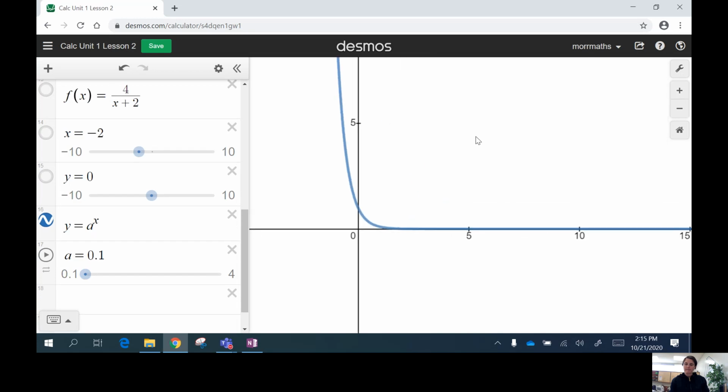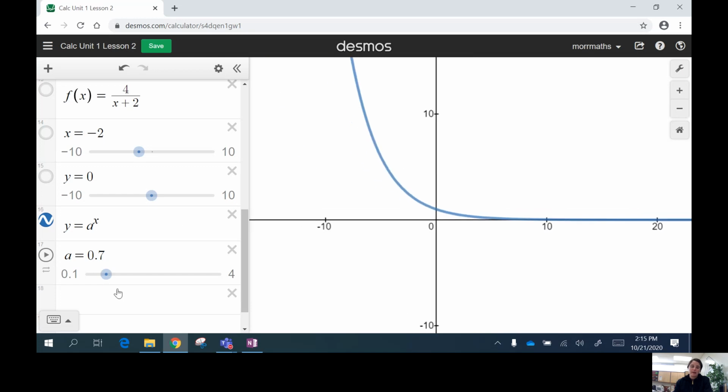Okay, so right now a is 0.1. Notice the function is decreasing quite rapidly. As I change my a value, notice the shape of the graph changes a little bit. We're always decreasing, but it gets shallower. Then as that a value becomes greater than 1, now my graph is increasing. That's the same general shape, it's just going the other direction. Less than 1, I'm decreasing. Greater than 1, I'm increasing.